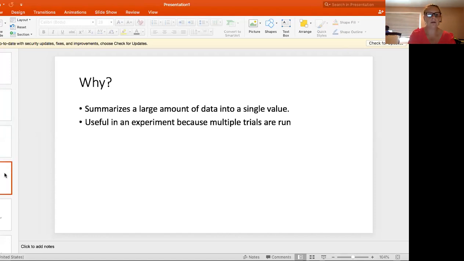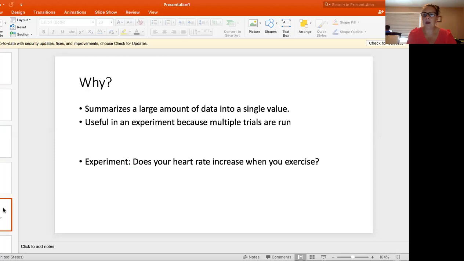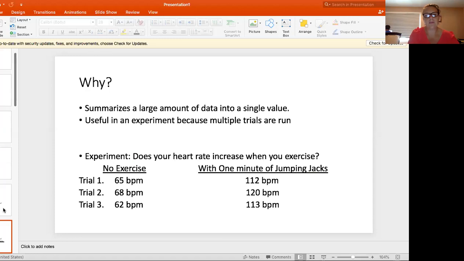So let's talk a little bit about exactly why this is useful. In an experiment, you always want to have multiple trials. And when you have multiple trials, the average will kind of summarize all of those trials. So if you had an experiment that was, does your heart rate increase when you exercise? You might gather some data and you'll get some data like this. You'll have 3 trials with no exercise. You can see what the data was: 65, 68, 62. With 1 minute of jumping jacks, it looks like it definitely went up: 112, 120, and 113.